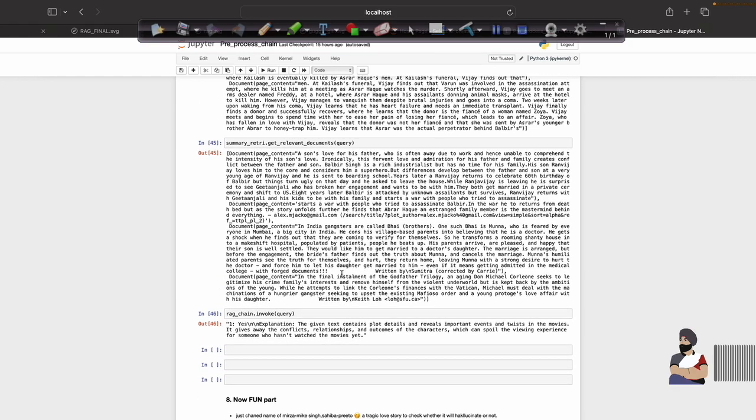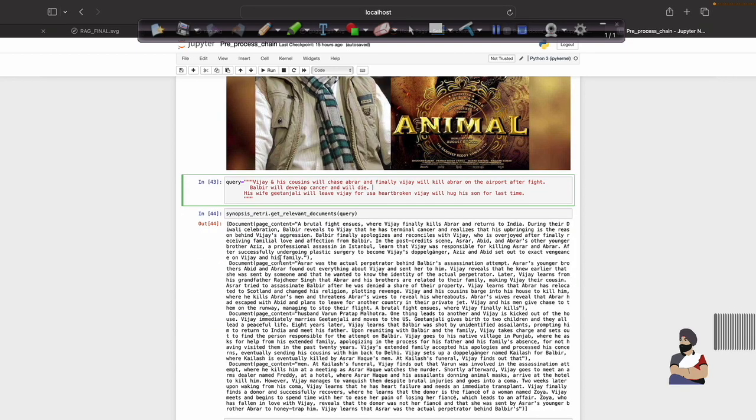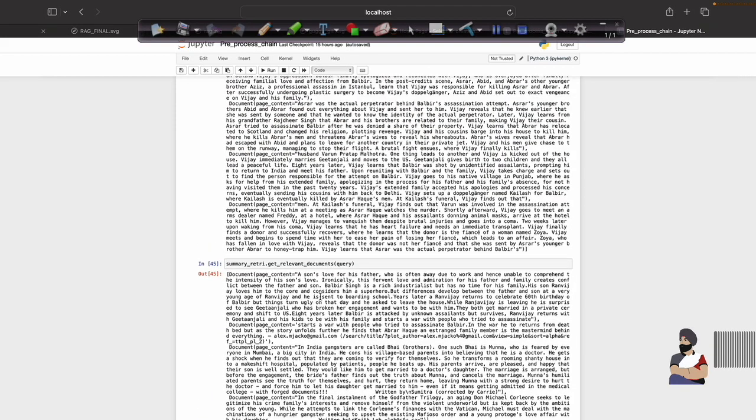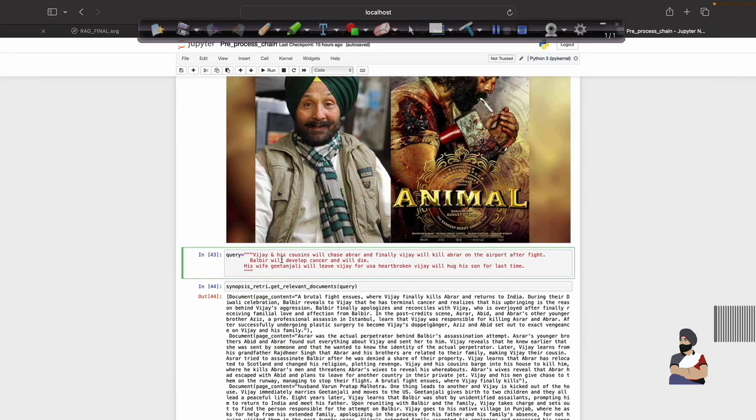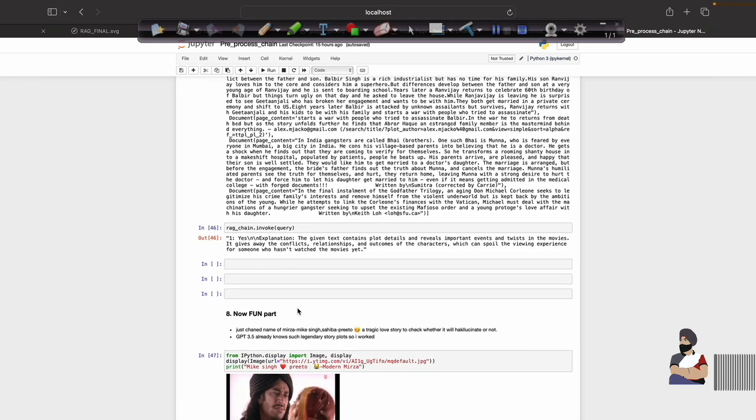So what is happening is that whenever this query is invoked in our RAG chain, it will retrieve this text and this text, and it will try to match it with the query. If the match is very high, then it's going to say yes, it's a spoiler. So it is so simple.